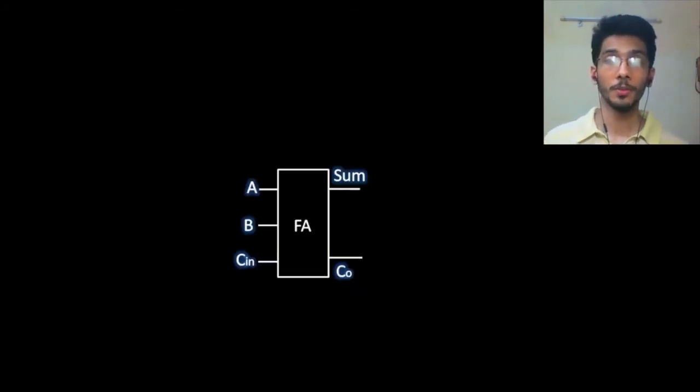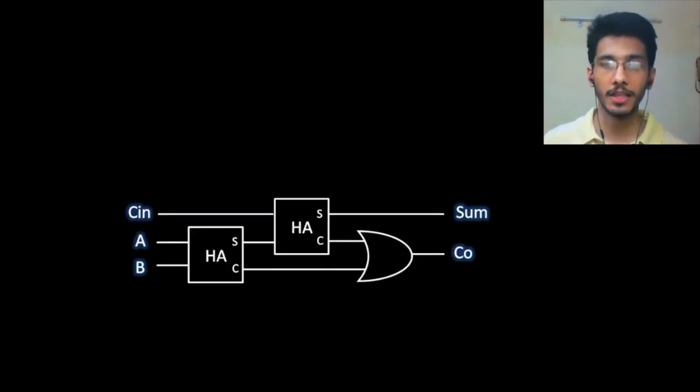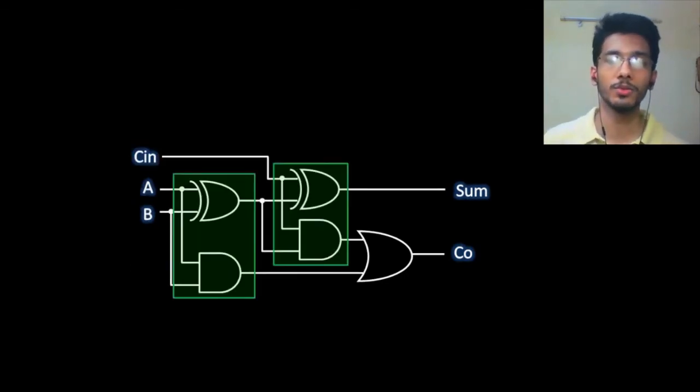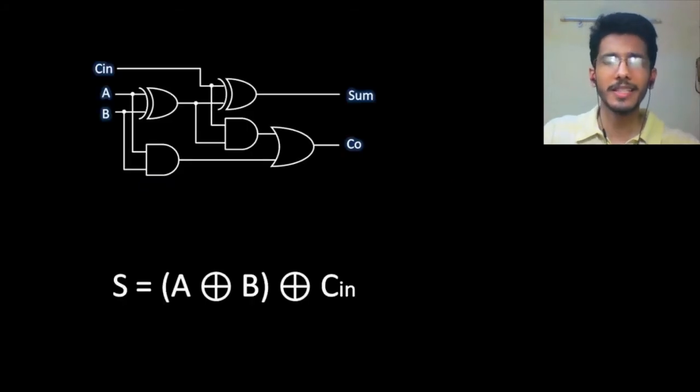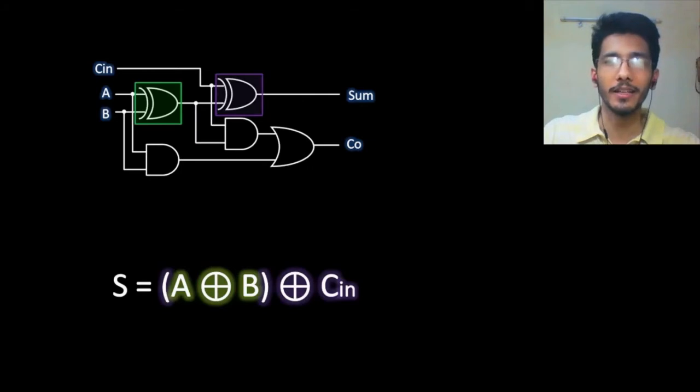Now for the logical operations, the first thing I did was I decomposed this full adder circuit into the two half adders and the OR gate. Then I again decomposed the half adders into the XOR gate and the AND gate. Once this was done, I took the sum output and I wrote down the Boolean equation for it. The sum output is an XOR operation between A and B, which is then XORed with carry in.